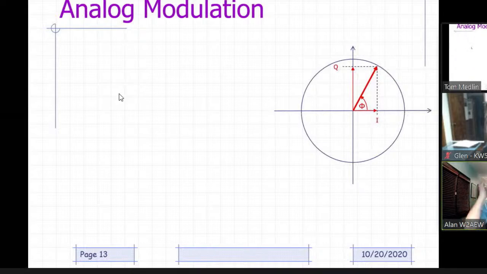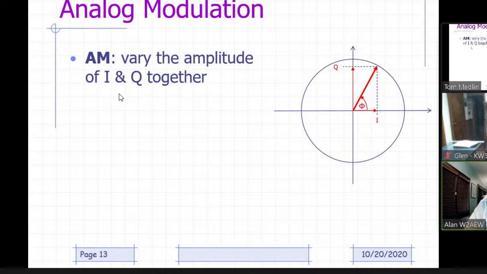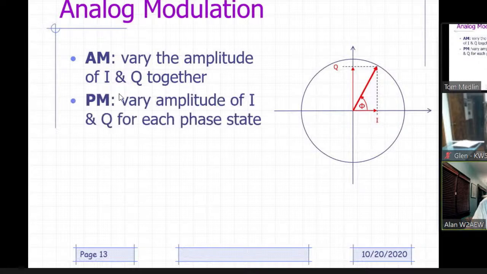So what about analog modulation? How do we handle that? For AM, if you simply vary the I and Q components together in unison, you're going to create an amplitude modulated signal. You're not going to change the phase, you're just going to change the amplitude of that signal. So that's how AM is created. PM, or phase modulation, is varying the I and Q at the correct level so that the angle is just rotated to whatever phase you want that output signal to have.